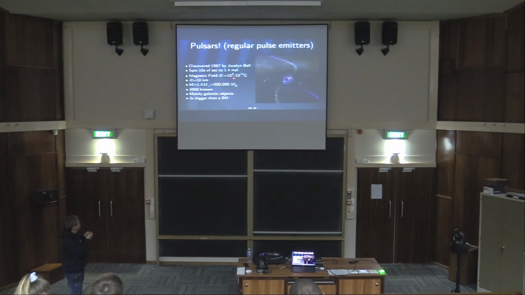They have enormous magnetic field strengths. A magnet on your fridge is about 100 Gauss. These are up to 10 to the 14 Gauss. They weigh about 500,000 Earth masses. There's about 3,500 known, and almost all of them live in our galaxy. And they're only about 3 times bigger than a black hole would be.